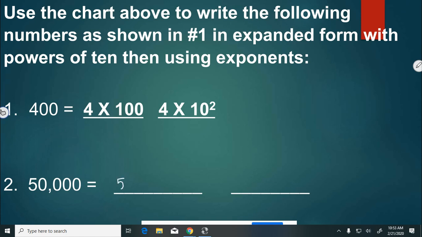50,000 is 5 times 10,000, which is 5 times 10 to the fourth. Okay, I can know it's 10 to the fourth because there are 4 zeros in 10,000, if that helps.